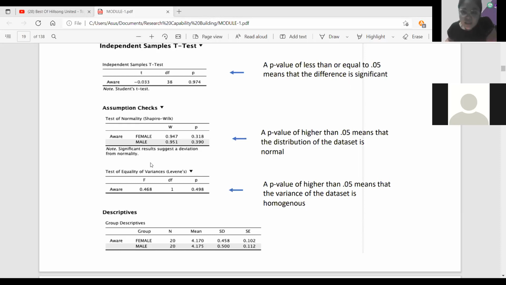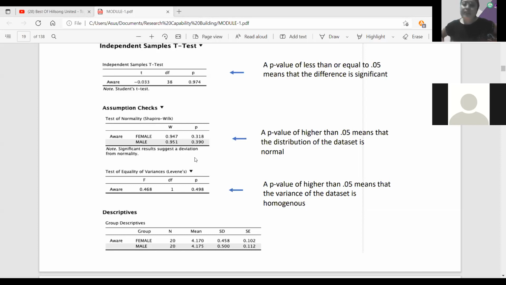And ito yung sinasabi ko kaninang assumption checks kasi we will also do this sa paired t-test or sa ANOVA. If we want to know the normality of the distribution, for us to be sure na yes, we can really use t-test kasi parametric test yon na satisfy natin yung normality of distribution.